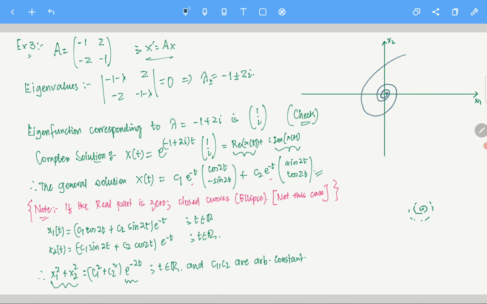Here we don't look at t positive, t negative. The thing is this. It is quite clear as t moves to infinity, e power minus 2t goes to 0, right? So basically this particular thing is going towards the origin. So therefore x1 square plus x2 square is moving towards 0, right? I mean the origin, the 0 point.